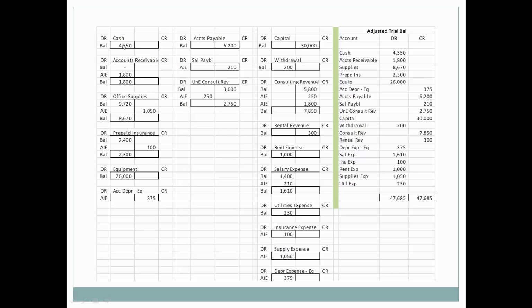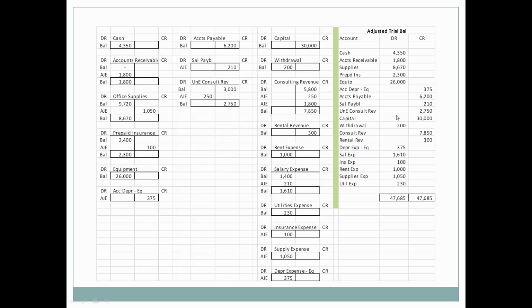Next, let's look at how this integrates with the adjusted trial balance. We have our cash amount. Now we have our accounts receivable. We see that office supplies are now $8,670. Prepaid insurance has been adjusted. Equipment is still the same $26,000. It will remain at $26,000 unless the equipment is disposed of or otherwise gotten rid of.